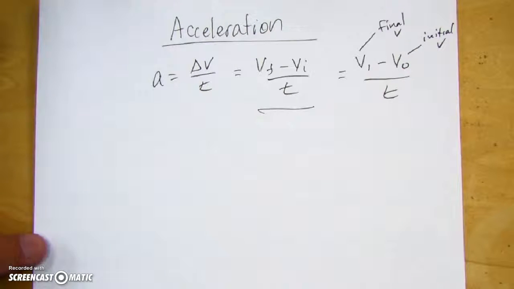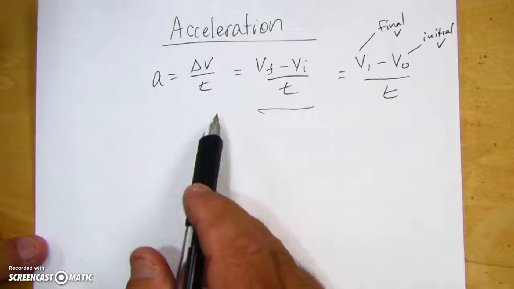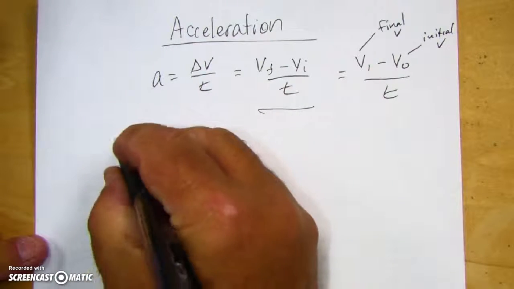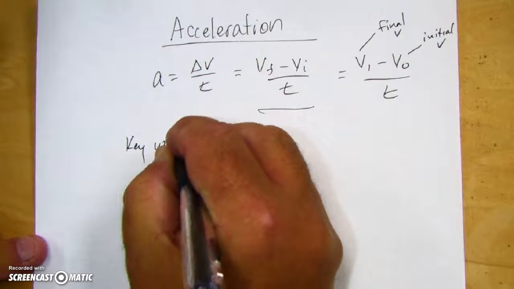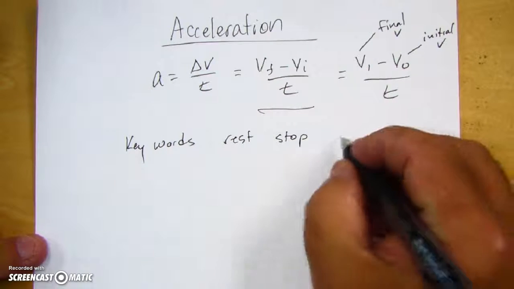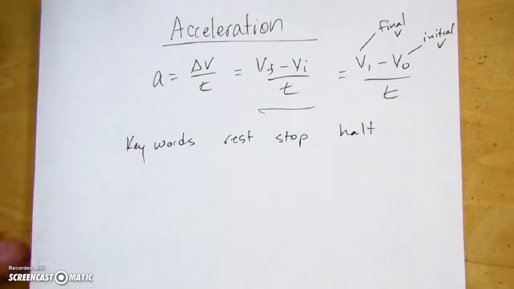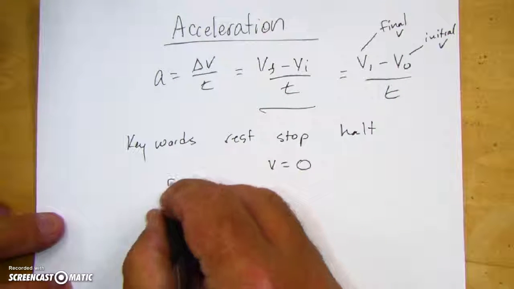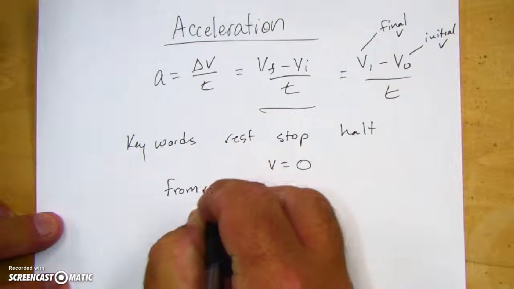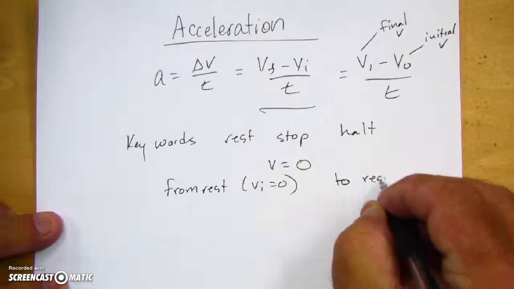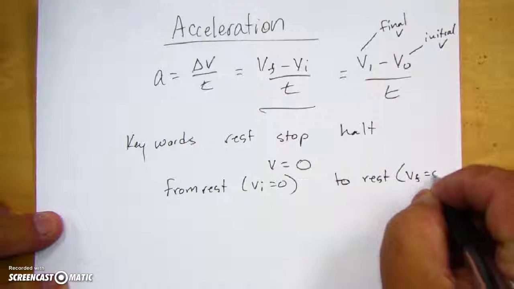Now, as long as you have one equation and one unknown, you can solve it. So any one of those three things can be an unknown. There are keywords you want to look for that will help you: things like rest, stop, come to a halt, anything in which the object is going to stop, because that tells you one of the speeds will be 0. If it's going from rest, VI is 0. If it's going to rest, VF is equal to 0.